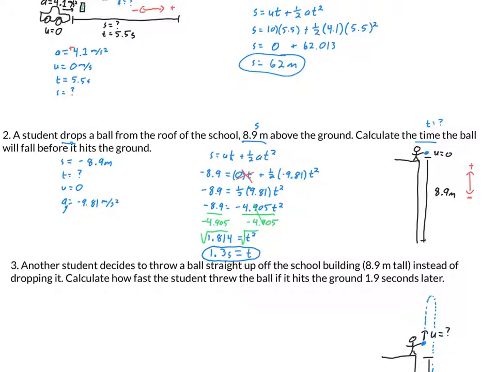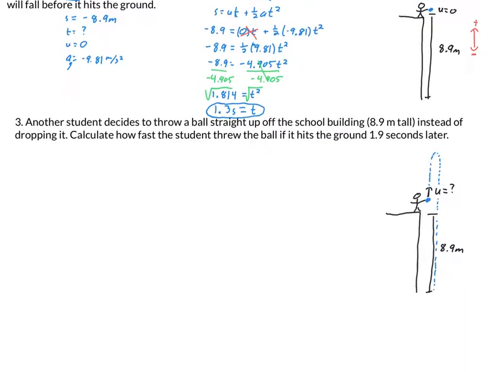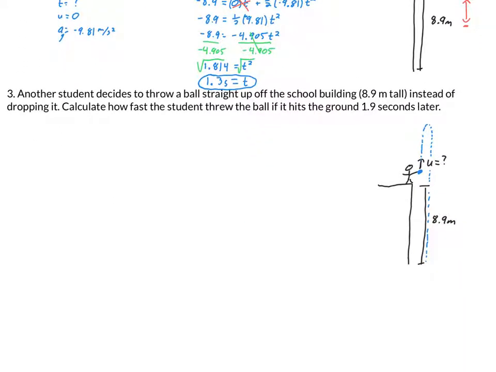All right, one last problem that I want us to look at here. I want us to look at number 3, where we're actually going to throw the ball up while it's accelerating down. So another student, same school building, decides to throw the ball upwards, straight up off the school. Here's my displacement again. It's still S there, still going down 8.9 meters. Instead of dropping it, the student throws it straight up. Calculate how fast the student threw the ball. If it hit the ground, here's a time.